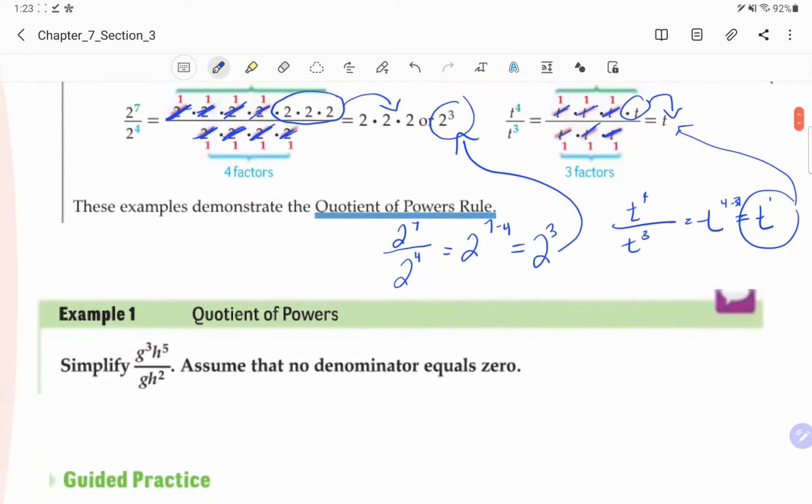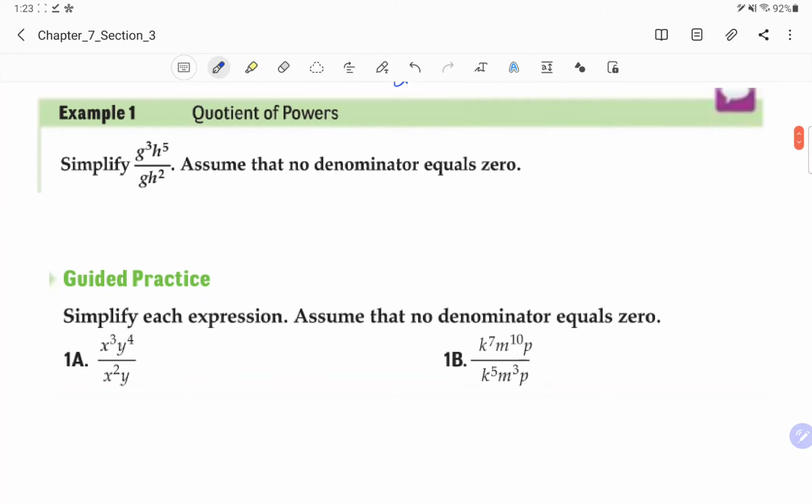Okay, so let's look at example 1 here. It says g to the 3rd times h to the 5th over g times h to the 2nd. Break them apart. Okay, I'm going to put g to the 3rd over g, and I'm going to kind of group them. Common bases, common bases. H to the 5th over h to the 2nd.